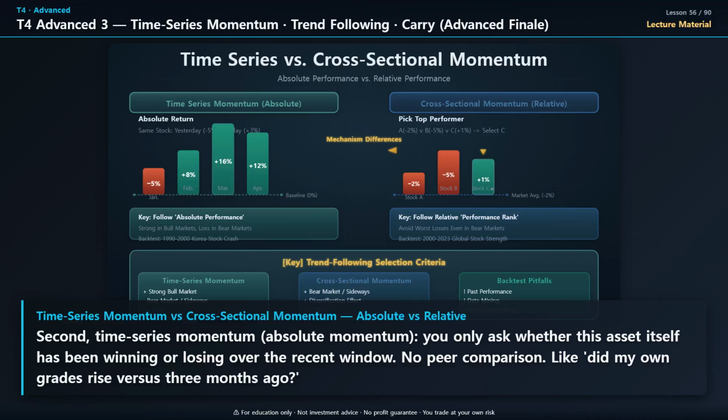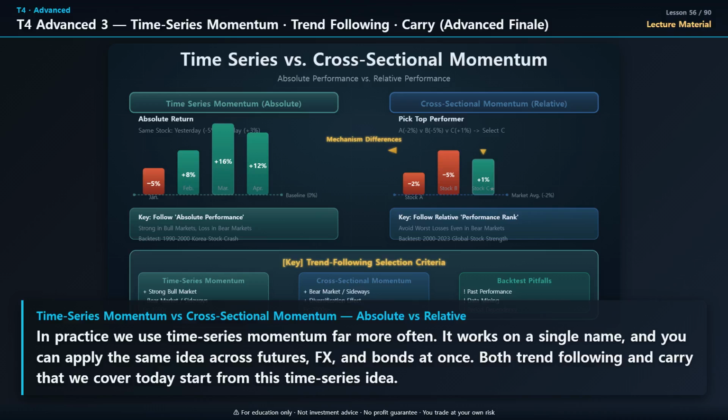Second, time series momentum, absolute momentum, you only ask whether this asset itself has been winning or losing over the recent window. No peer comparison, like did my own grades rise versus 3 months ago? In practice, we use time series momentum far more often. It works on a single name, and you can apply the same idea across futures, FX, and bonds at once. Both trend following and carry that we cover today start from this time series idea.